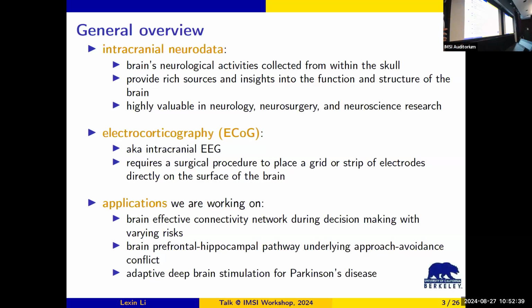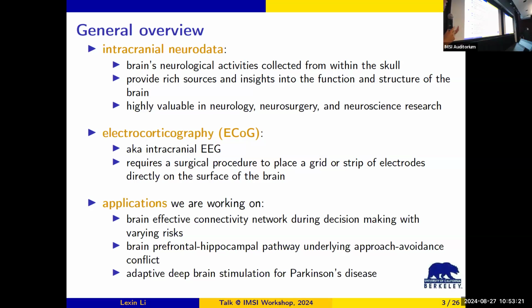So intracranial neurodata, some of you may be familiar with, the others may not. We collect the neurological activities from the brain. What is a little bit interesting here is we actually place the grid or strip of electrodes directly on the surface of the brain. So one of the common modalities we often use is this ECoG data, or some people call this intracranial EEG data. Because of the way we collect the data, it provides very rich sources and also insights about the function as well as the structure of the brain. So it's quite useful in a wide range of areas in neuroscience.